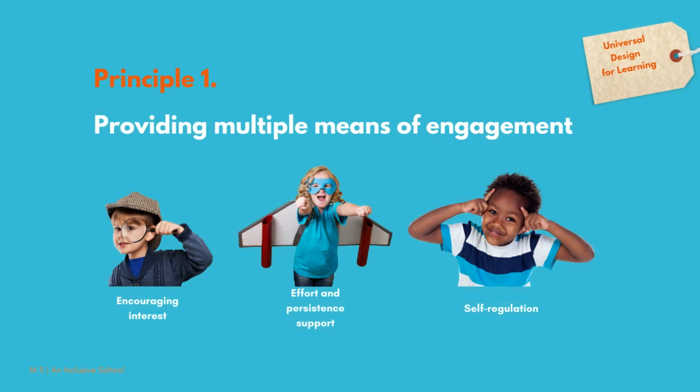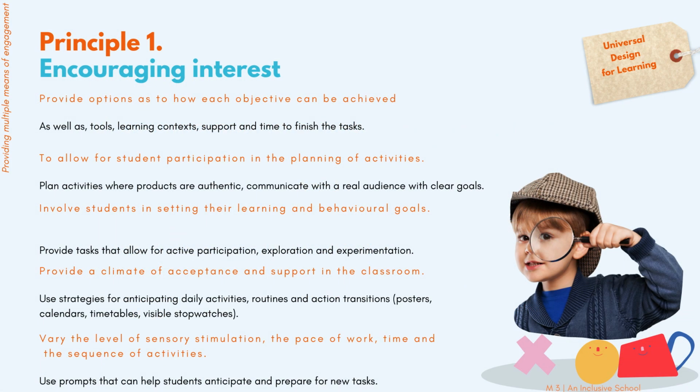Providing multiple means of engagement involves encouraging interest, supporting effort and persistence, and providing means of self-regulation. How can we encourage our students' interest? Providing options as to how each objective can be achieved, as well as tools, learning contexts, support, and time to finish the tasks. To allow for student participation in the planning of activities.